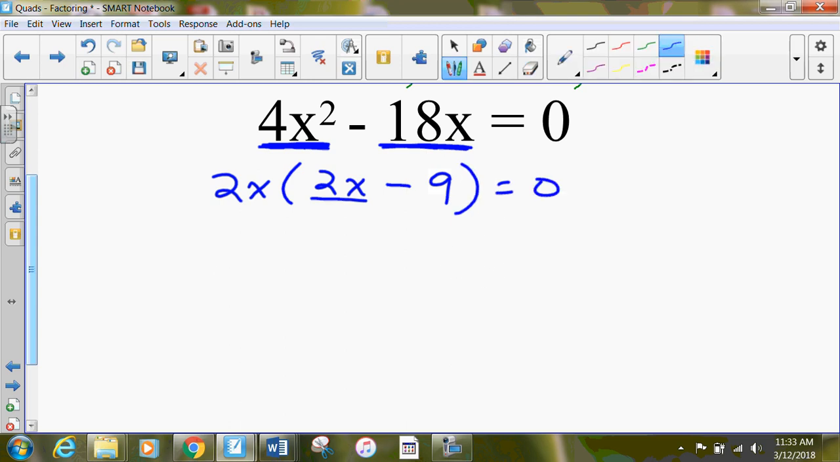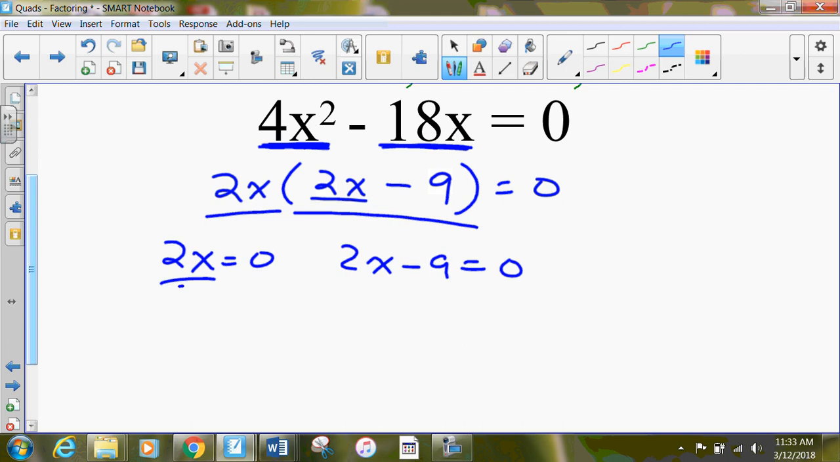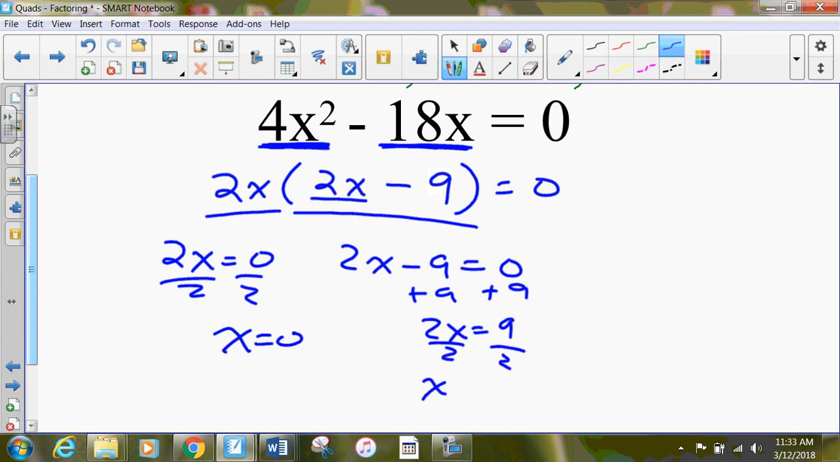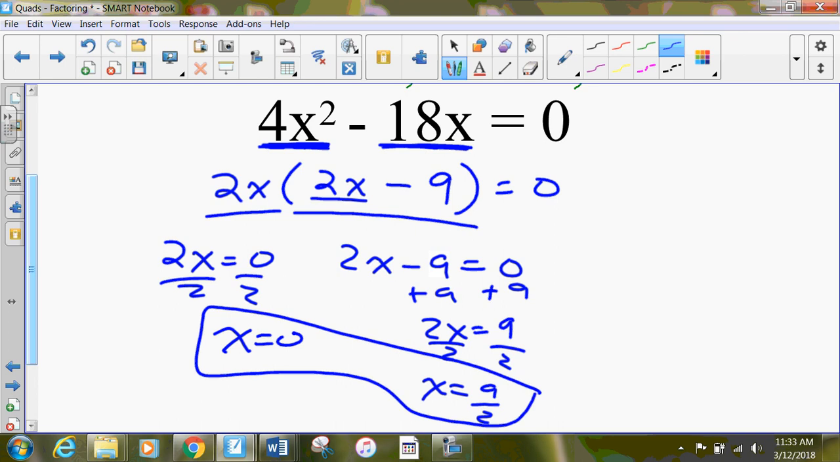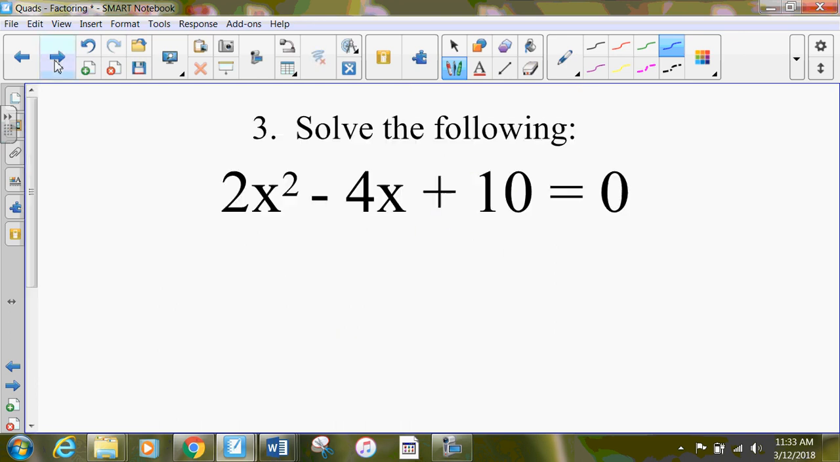But all right. So now I have something times something equals 0, which means either 2x equals 0 or 2x minus 9 equals 0. So I've got x equals 0 or x equals 9/2. Both answers work. That's why for this quadratic equation, there are 2 answers.